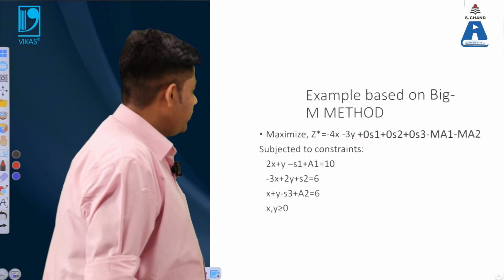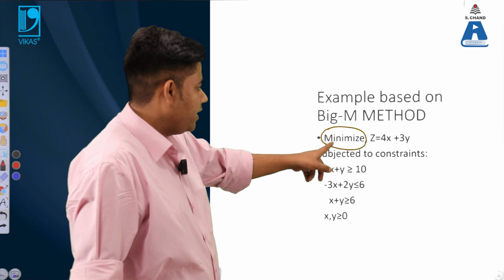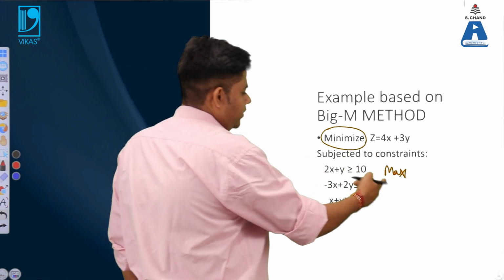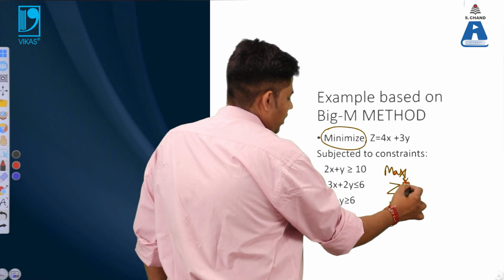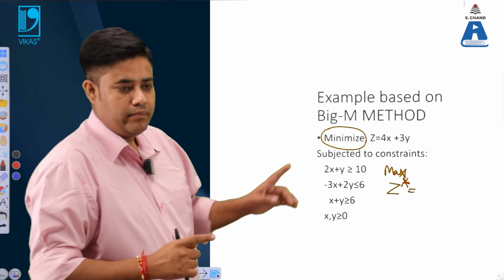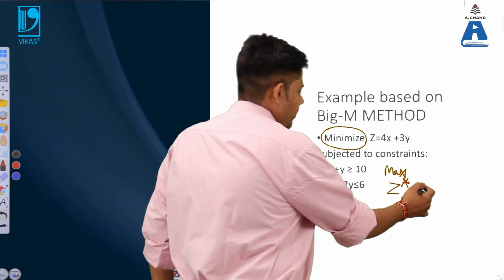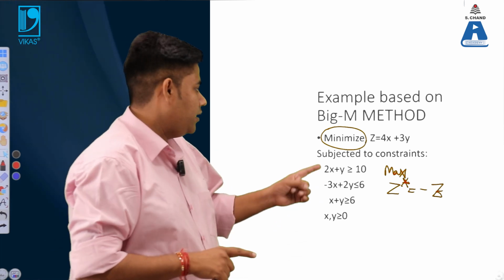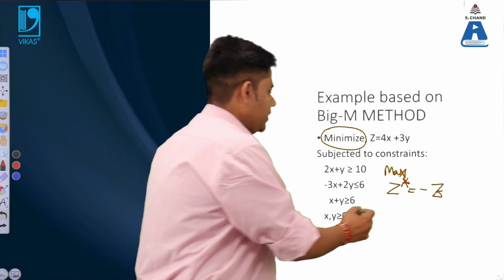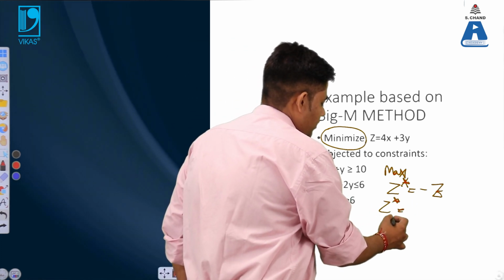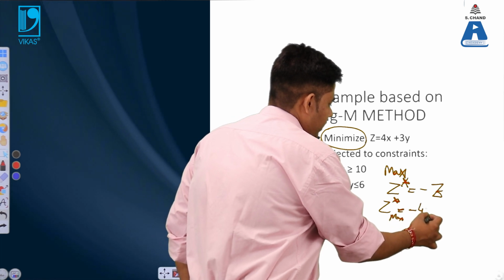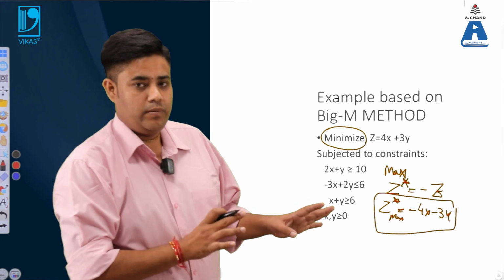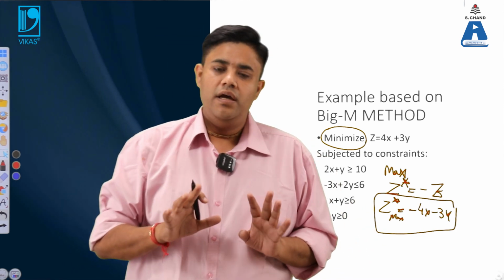Firstly, we need to convert this minimization type problem into a maximization type problem. So how do we do that? In order to convert this minimization type problem into the maximization type problem, we have to use this maximization star part. So I am writing maximize Z star, that would be equal to minus Z. If I multiply this entire equation by a negative value, then I will convert this minimization type problem into a maximization type problem. That means Z star, which is a maximization type objective function, would become minus 4x minus 3y. So this would be the case of conversion. So you can do any type of problem, whether it is a maximization type problem or a minimization type problem.